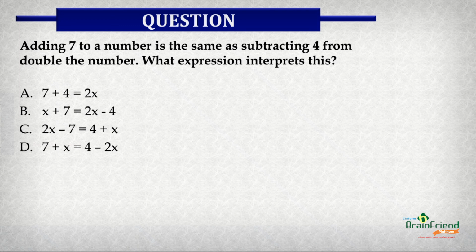Question 2 says, adding 7 to a number is the same as subtracting 4 from double the number. What expression interprets this? Option A, 7 plus 4 equal to 2x. Option B, x plus 7 equal to 2x minus 4. Option C, 2x minus 7 equal to 4 plus x. Or option D, 7 plus x equal to 4 minus 2x. The correct answer is option B.